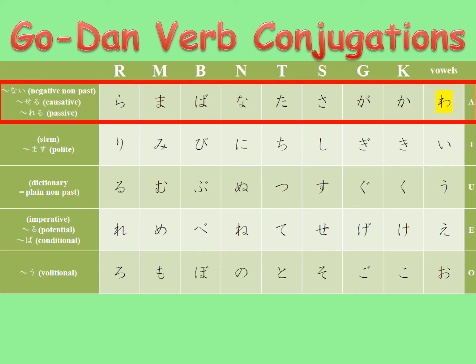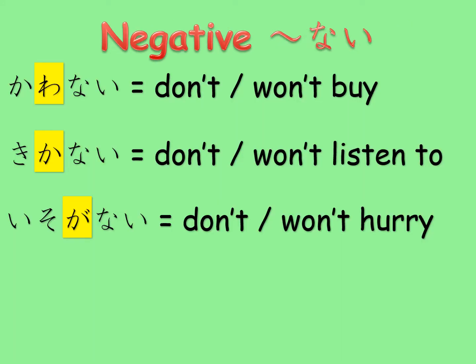If you go to the top tier, that changes verbs to their negative, causative, or passive form depending on what you add at the end. Let's have a closer look. If nai is added, it becomes negative. That adds the meaning of don't or won't to the verb.